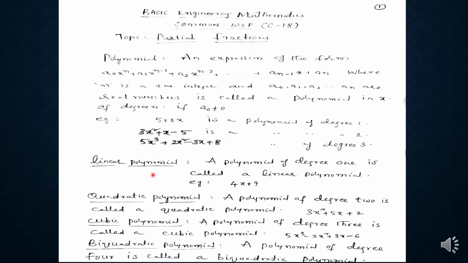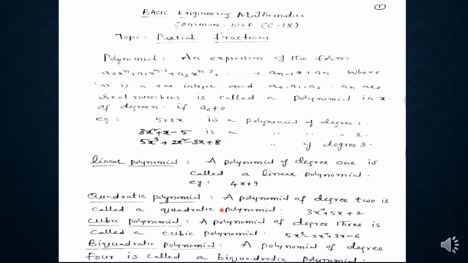So what are the types of polynomials? A polynomial of degree 1 is called a linear polynomial. The first example comes under the linear polynomial. For example, 4x plus 9. Here x is the variable, and the highest degree of x is 1, so this is a linear polynomial.